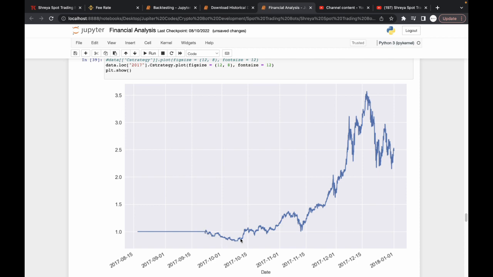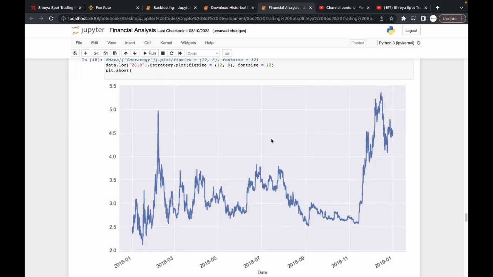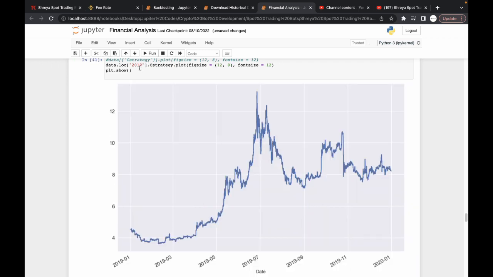We made a little bit of loss. We ended the year at 2.5 times our initial investment. In 2018, you can also see we started at 2.5 and we ended up around 4.5 or 5.0, which was almost 2 times our initial investment. For 2019, you can see we started at 4 and we ended at 8, which was almost still 2 times our initial investment.